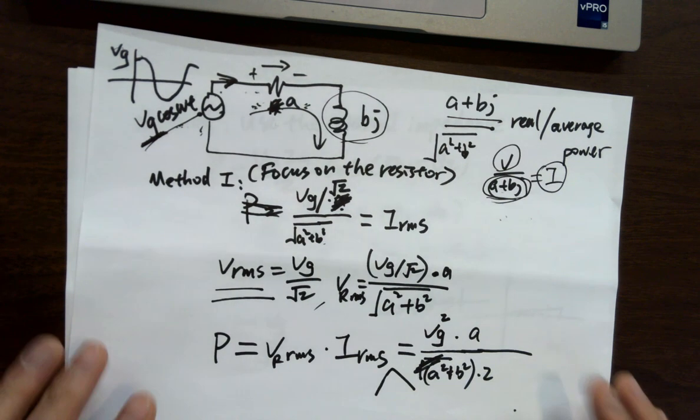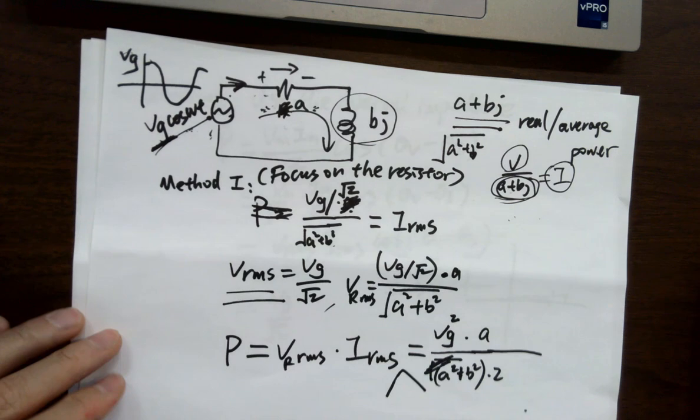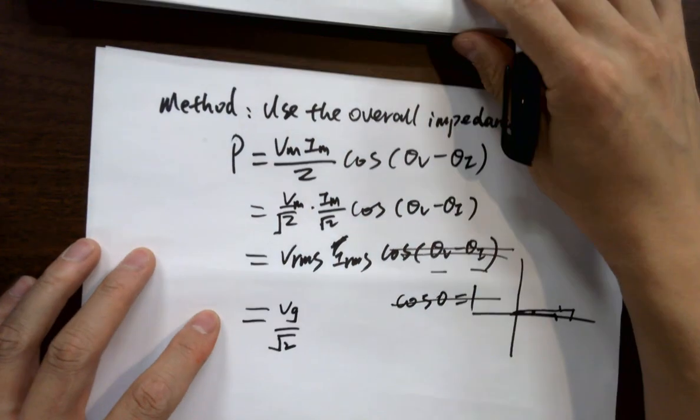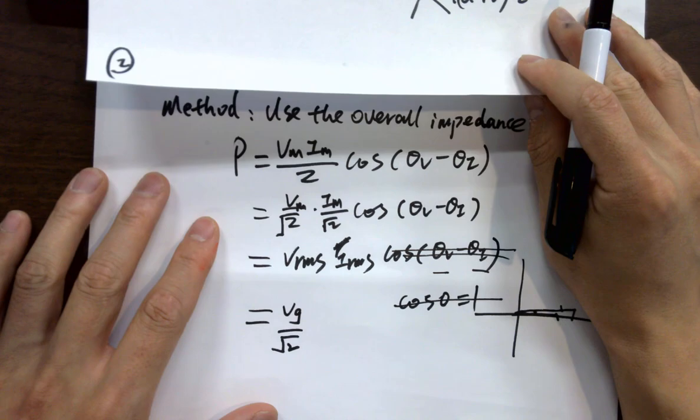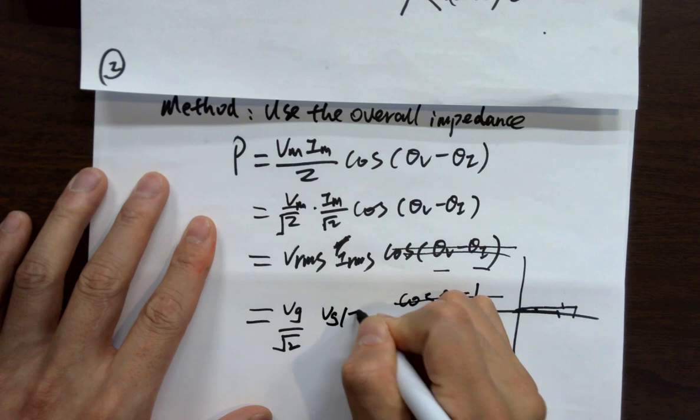Oh, remember I told you guys, the way to convert back and forth between VRMS and IRMS is to use impedance magnitude. Keep that in mind. That covers 80% of the problems. So in that case, how to convert it? It's going to be VG over square root 2, right?